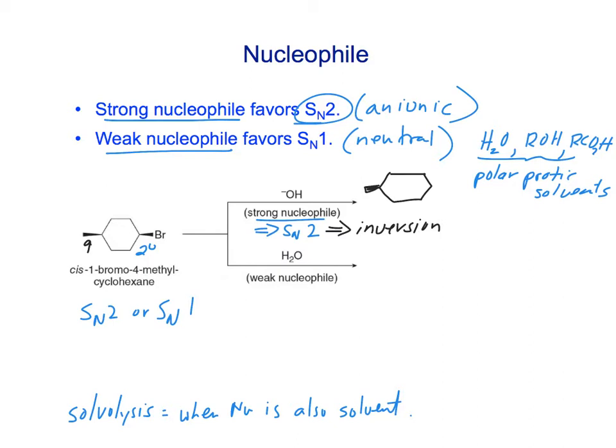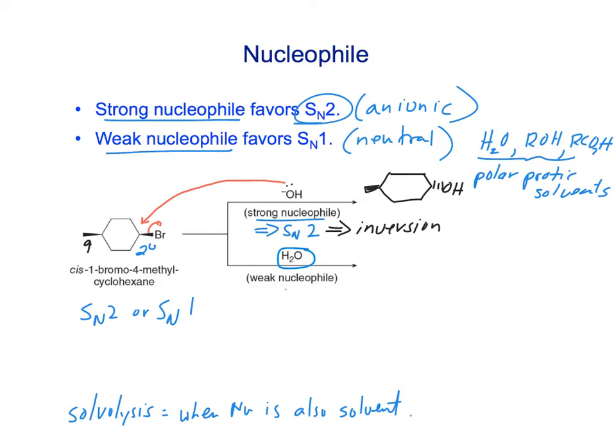Because we have inversion of configuration, this hydroxide is going to come in from the back and displace the bromine. So that means that the alcohol is going to be back. The easiest way to draw an inversion is if one group has a wedge, the new group will have a dashed line. All right, let's look what happens if, instead of using hydroxide, we use water as the nucleophile.